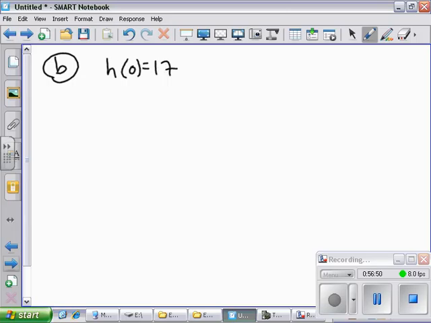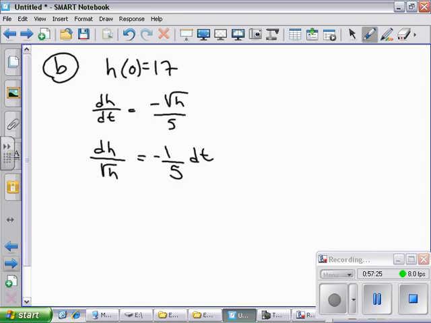Solve the differential equation dh/dt equals negative square root of h over 5 for h as a function of t. To solve a differential equation, you separate and integrate. So let's get the h's on the left and the t's on the right. I'm going to leave the negative over there on the right. So dh over the square root of h equals negative 1/5 dt. I divided both sides.